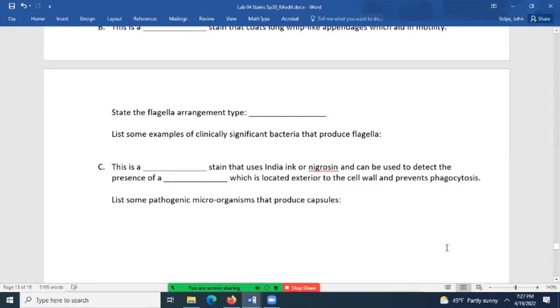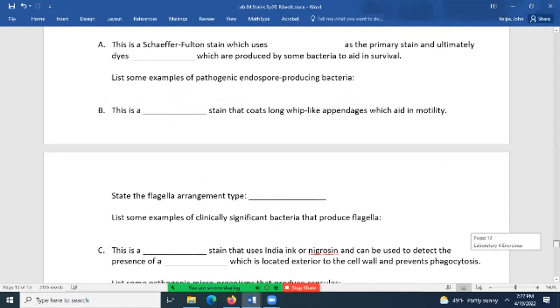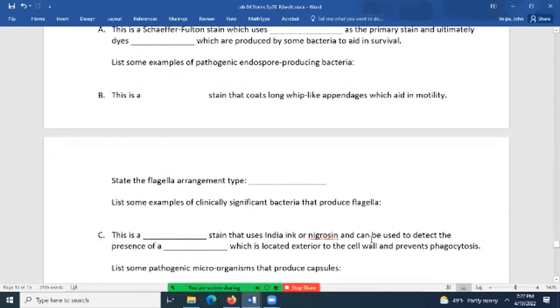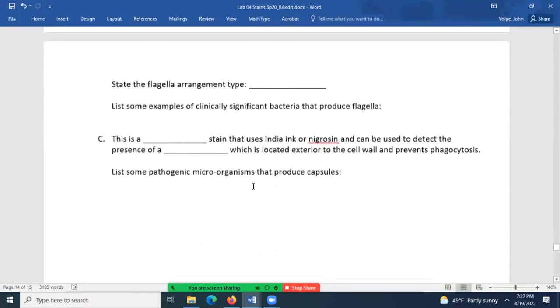And then stain C, this is a special stain, but which one is it? It uses India ink or nigrosin and can be used to detect the presence of what, which is located exterior to the cell wall and can help prevent phagocytosis. Then list some pathogenic microorganisms that produce capsules, and you can get a list of those from the lab manual.